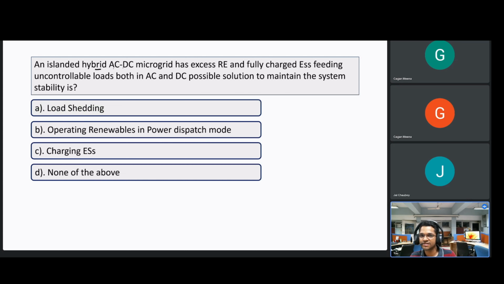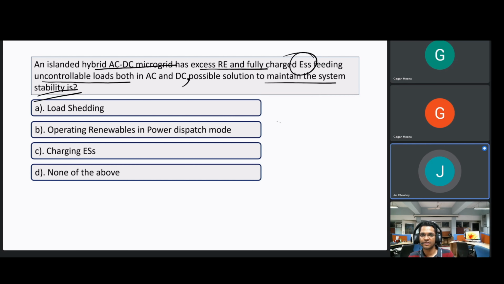An islanded hybrid AC-DC microgrid has excess renewable and fully charged storage, feeding uncontrolled load, both in AC and DC. A possible solution to maintain the system stability is? So storage is fully charged and islanded, and there is excess generation. The storage is fully charged, so we cannot charge storage more. And also it is islanded, so we cannot even supply it to the grid.